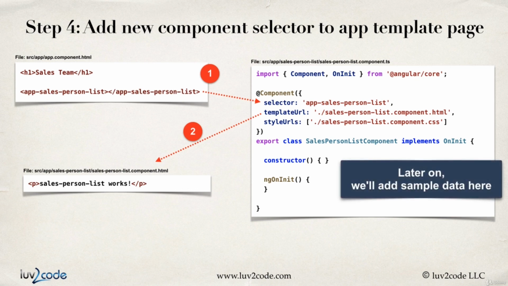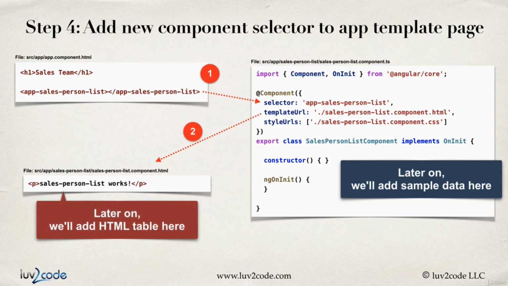Now later on in our component class, we'll actually add sample data here. And then over in our template file, our component.html, we'll add our HTML table here. And you'll see how this will all come together later in the video.